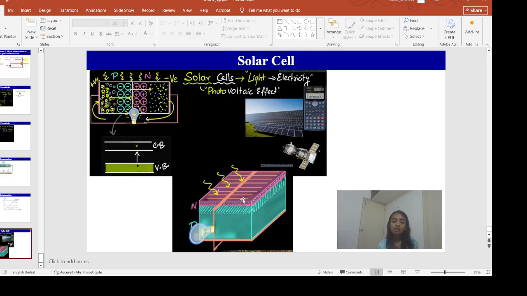So why should this N layer be thin? So that the light energy, the photons that are falling over this N region, can easily cross this N and reach this depletion region, where all the electron hole pair generation will happen. Until and unless upon absorbing this photon energy it is able to generate the electron hole pair, there is no point of absorbing that photon energy. That photon energy will become useless, right?